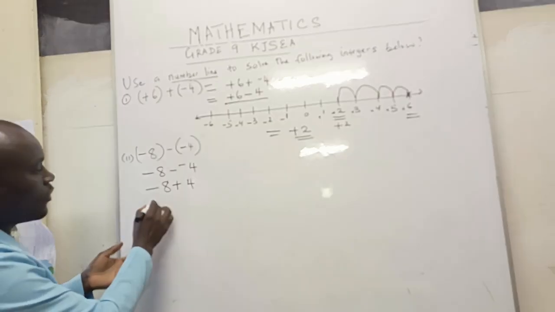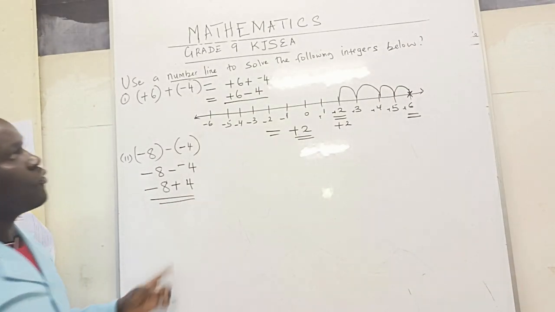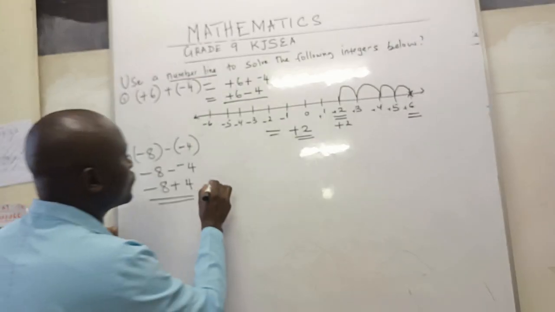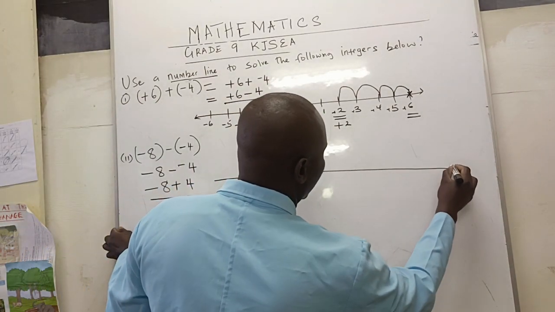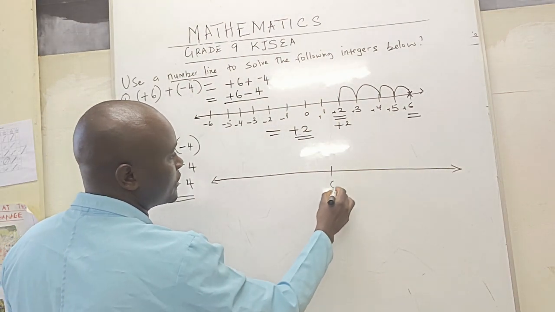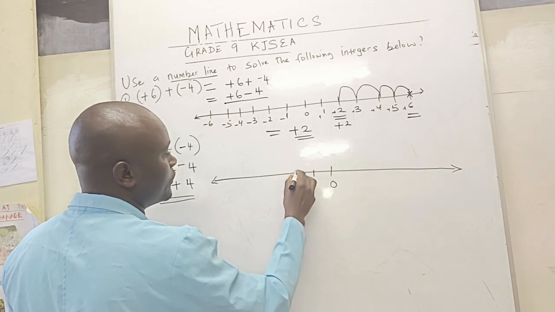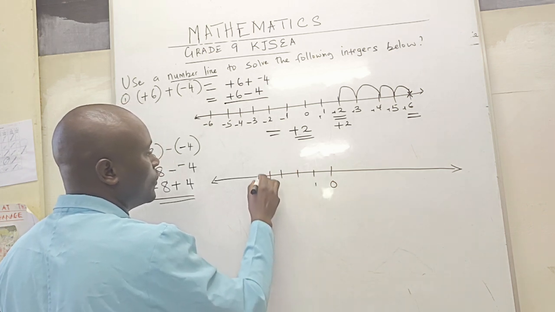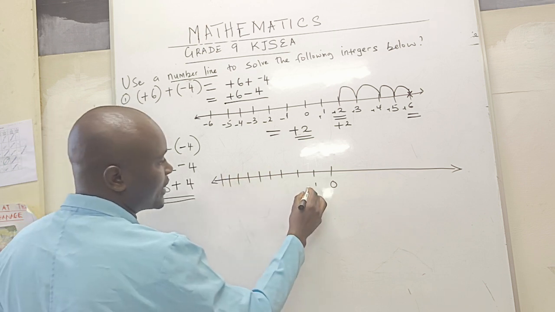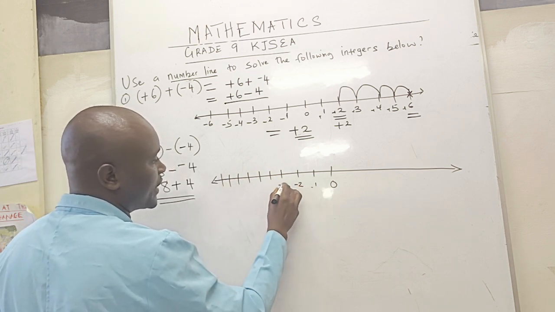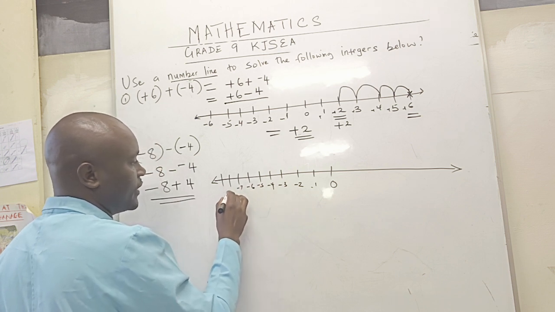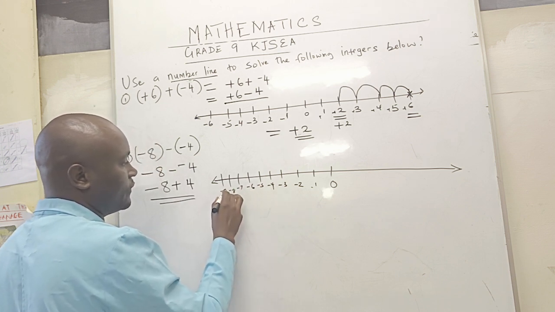So now I go to the number line to get the answer. Why? Because the question is use a number line to solve the following integers. So I'll draw my number line. This is my number line. Then this is 0. Then 1, 2, 3, 4, 5, 6, 7, 8, 9. So negative 1, negative 2, negative 3, negative 4, negative 5, negative 6, negative 7, negative 8, and negative 9.